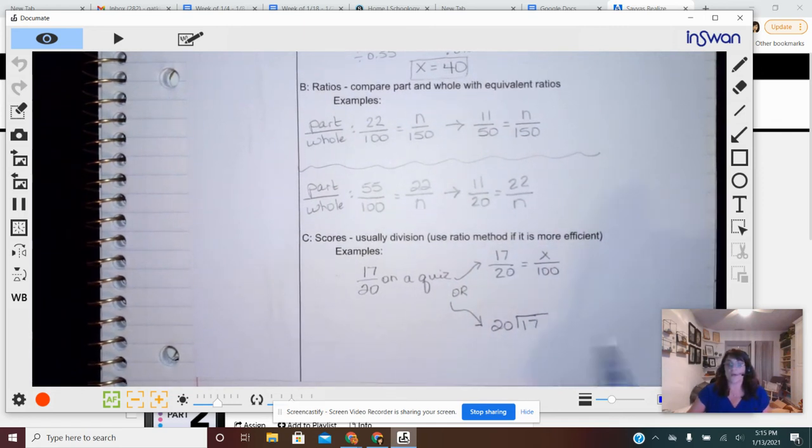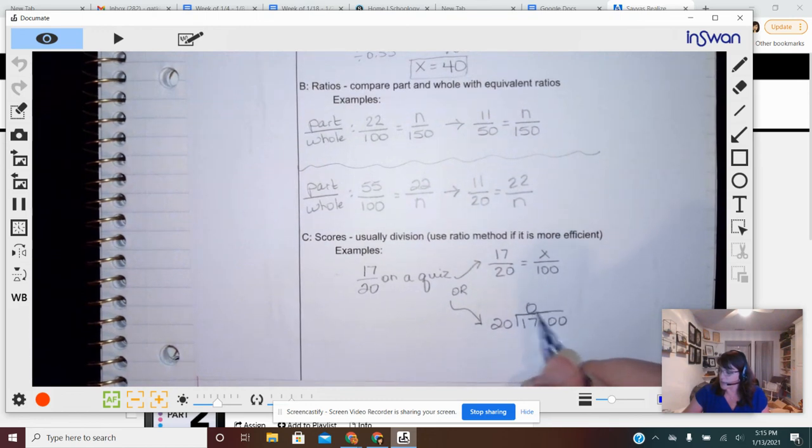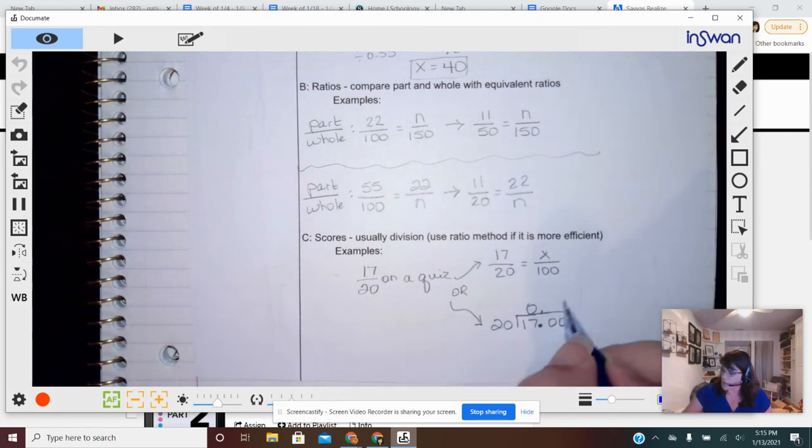Well, let's figure it out. 20 doesn't fit in 17. But can 20 fit into 170? Sure. So how many times? Well, 20, 40, 60, 80, 100, 120, 140, 160. Let's try 8.